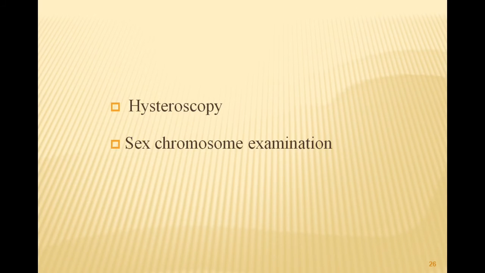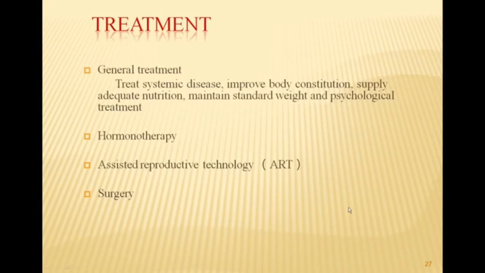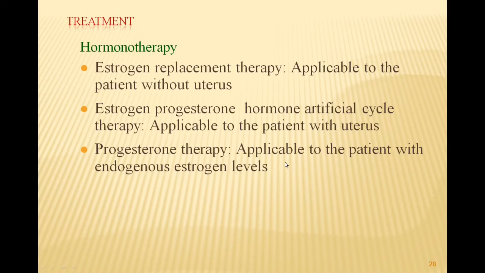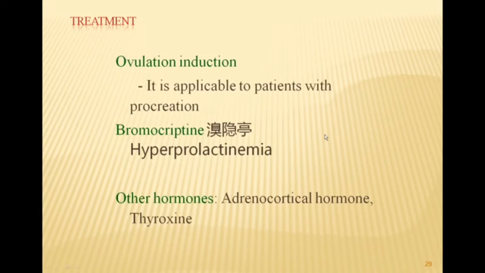Hysteroscopy is a common examination to diagnose whether there is a structural lesion in the uterine cavity, and the sex chromosome examination is also an important examination for primary amenorrhea. The treatment of amenorrhea is aimed at the etiology. For hormonal therapy, estrogen replacement therapy can be used for the patient without a uterus, and estrogen and progesterone hormone artificial cycle therapy is applicable to the patient with a uterus, and progesterone therapy can be used for the patient with endogenous estrogen levels. And for different diseases, the treatment is also different.